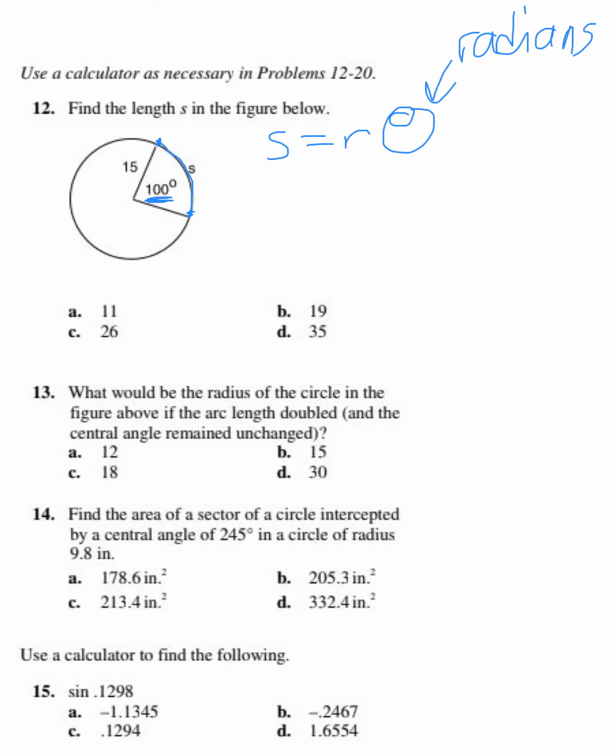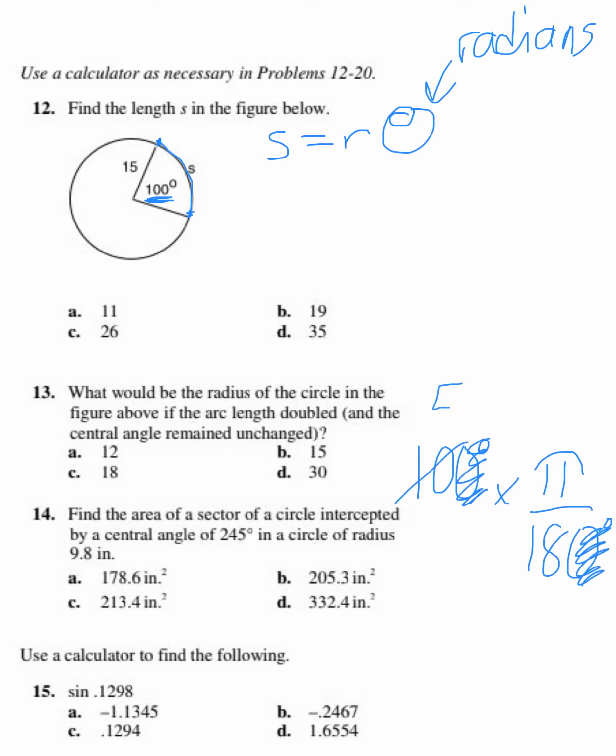So before I can figure out what S is, I need to change 100 degrees into radians. I'll just do it down here. To turn anything in degrees into radians, you multiply it by pi over 180. I can make my life a little easier and cross off the zeros on the end of each one, and now I have 10 over 18, so I can reduce by 2, which gets me 5 over 9. So 100 degrees in radians is 5 pi over 9.